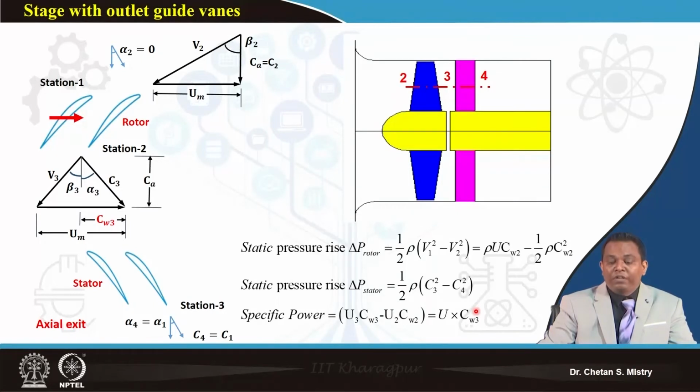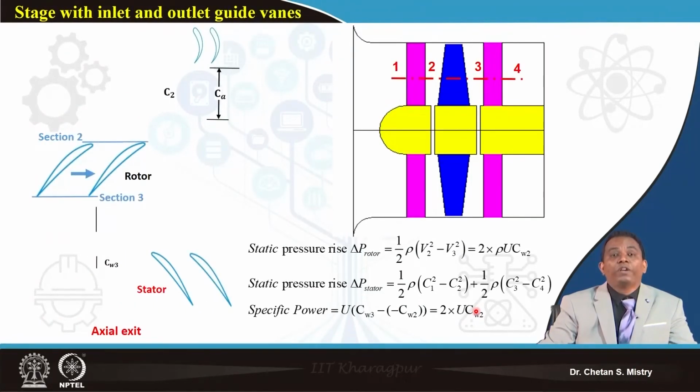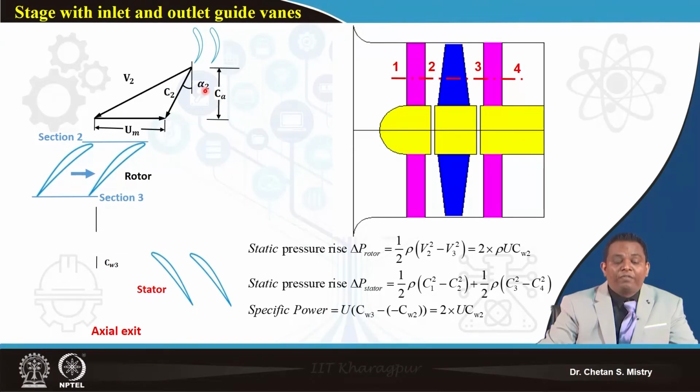Okay. Now you will say, sir, why don't we try with both inlet guide vane and outlet guide vane, with my rotor in between. It is like a multi-stage configuration. People used to call this a half stage compressor. In this case, my flow enters with some absolute velocity, with some angle alpha 2. I will have my peripheral speed, this is my relative velocity component, and I will have my blade angle.